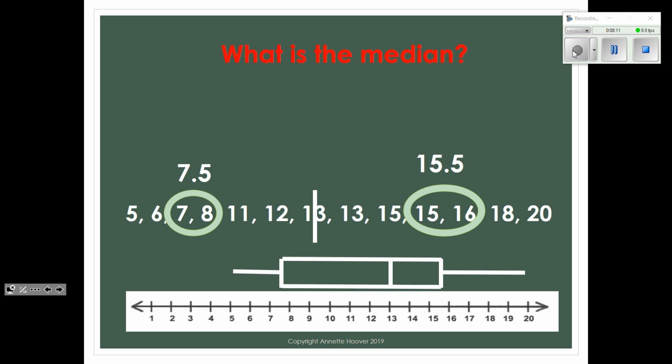Okay, so look at this. What is the median? Well, we found the median. The median is the middle number. It's always represented right here where this middle line is on the number line. So the median is 13. So if you didn't have this information to look at, and you were just looking at the box and whisker plot, you would find the median by finding that middle line of the box. That shows you where the median is.